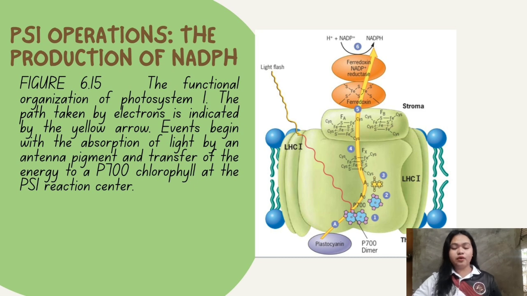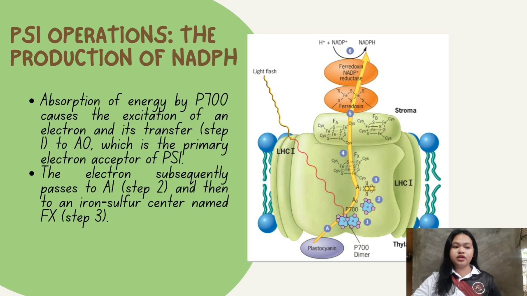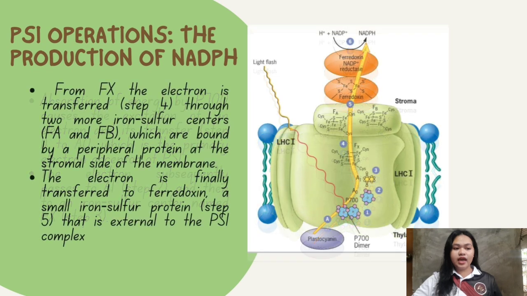So, the process of the production of NADPH, nag-start siya sa absorption of energy by the P700 causes the excitation of an electron and its transfer to A0, which is the primary electron acceptor of the photosystem 1. The electron subsequently passes to A1 and then to an iron sulfur center named FX. From FX, the electron is transferred through the two more iron sulfur centers called FA and FB, which are bound by a peripheral protein at the stromal side of the membrane.